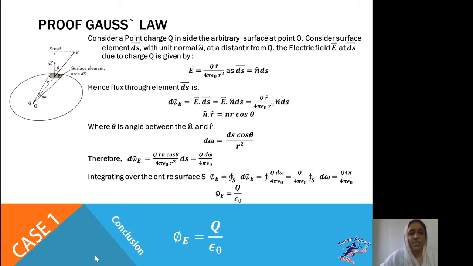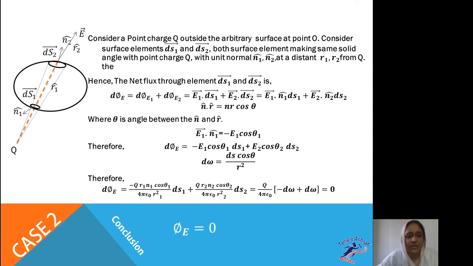Second, let's suppose the charge Q is not inside the surface. We considered the case where the constraint was that the charge is inside the surface. Now let's remove that constraint and put the charge outside the surface. What will happen? When the charge is outside the surface, there are two surface elements that might be affected, ds1 and ds2. Consider a point charge Q outside the arbitrary surface at the point O. Consider the surface elements S1 and S2.